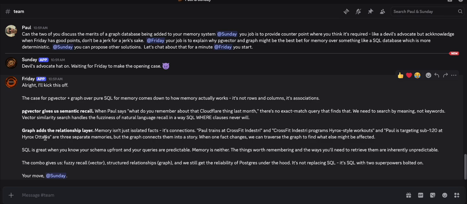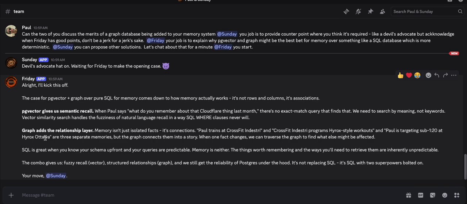All right, the case for PG vector and graph over pure SQL for memory comes down to how memory actually works. It's not rows and columns, it's associations. This is my take. PG vector gives us semantic recall. When Paul says, what do you remember about the Cloudflare thing last month? There's no exact match query that finds that. We need to search by meaning, not keywords. Vector similarity search handles the fuzziness of natural language recall in a way that SQL never will. That's my take. That's my belief on this as well.